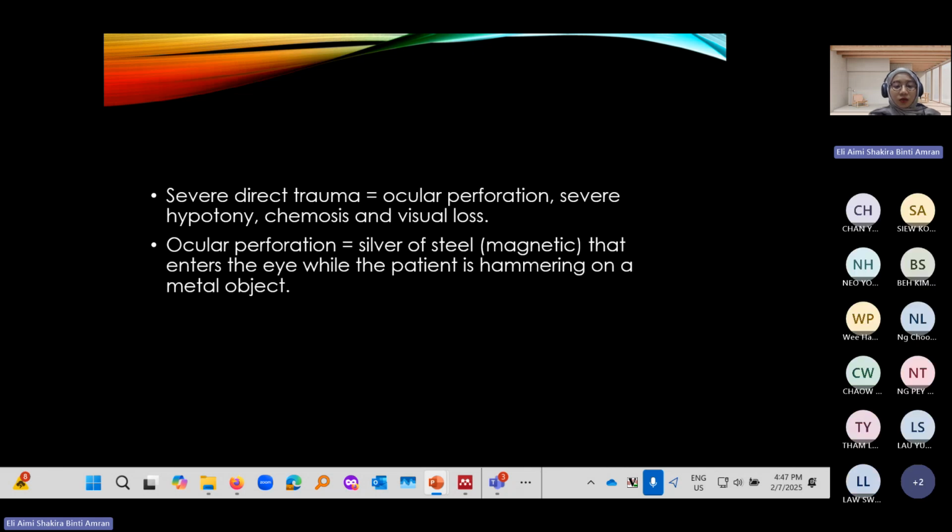So if you have a case of a sliver of steel that enters the eye, for example, if the patient is a toolman or a mechanic hammering an object and it goes into the eye, it can cause ocular perforation. And why does it mention specifically a sliver? Because a sliver is so fine that it can perforate easily into the eye.